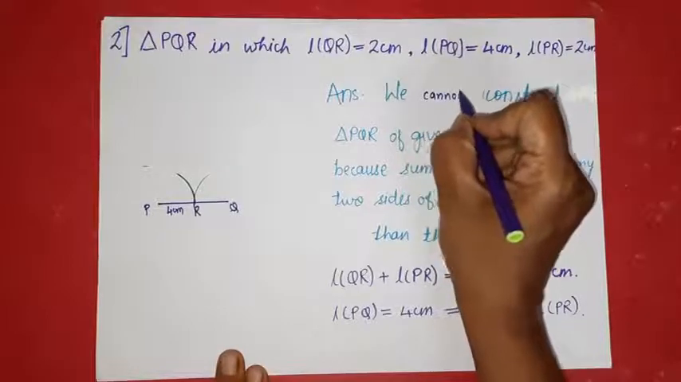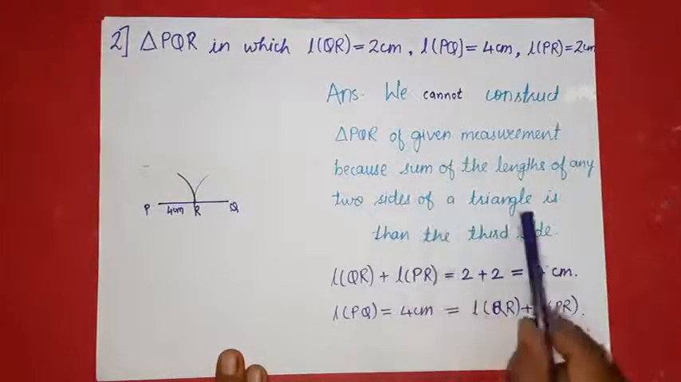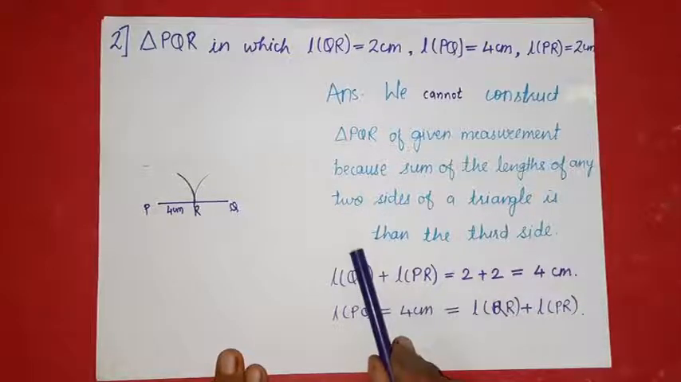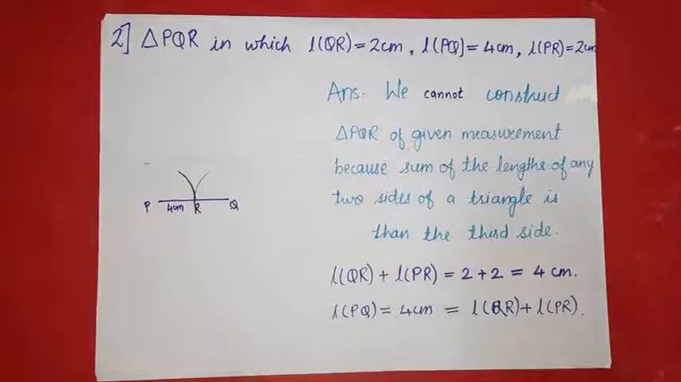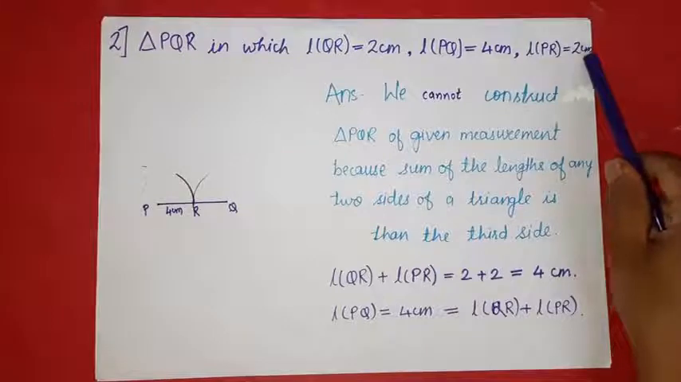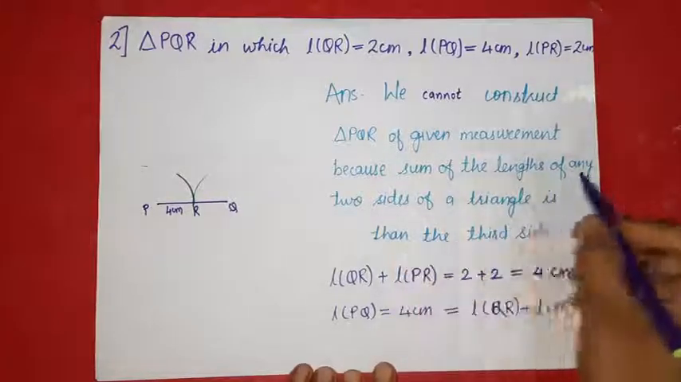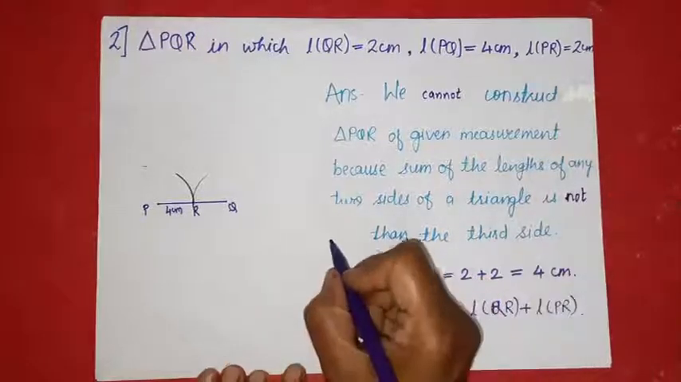Why are we unable to construct the triangle? Because the sum of the lengths of any two sides of a triangle is not greater than the third side. Last year you studied that the sum of any two sides of a triangle is always greater than the third side, and only then are we able to draw a triangle. But in such a case it is not so.